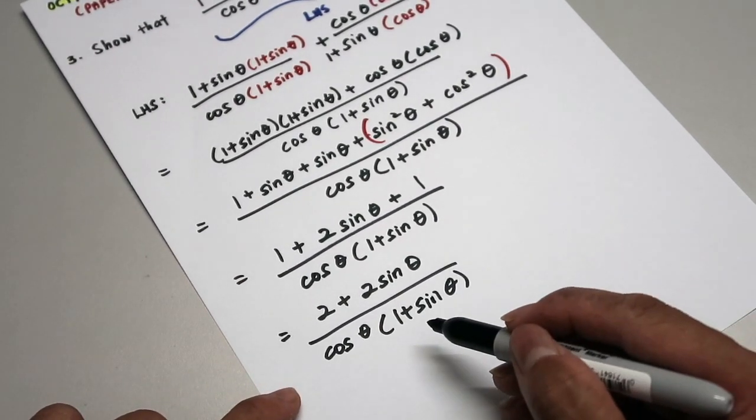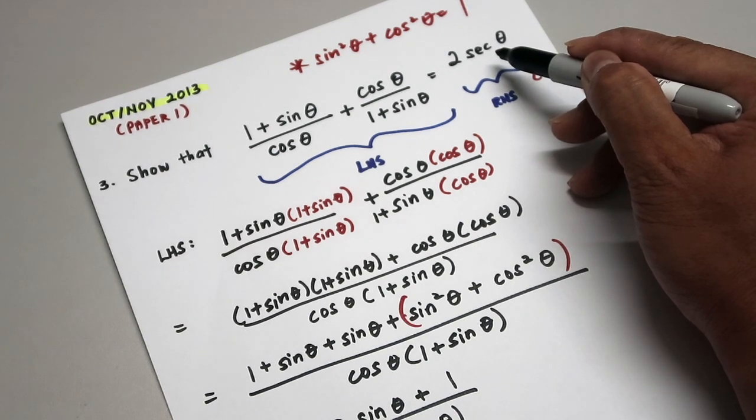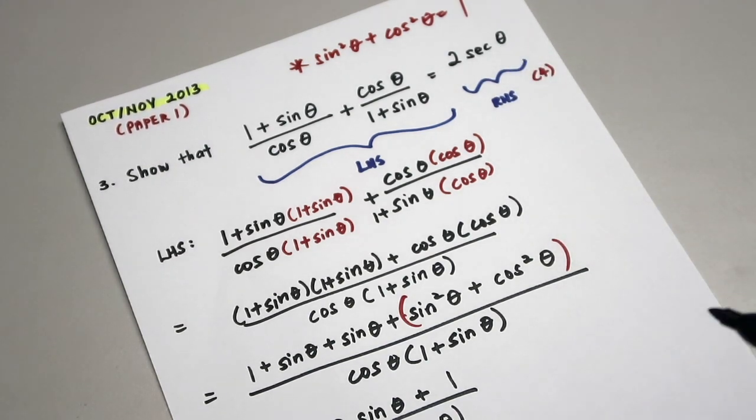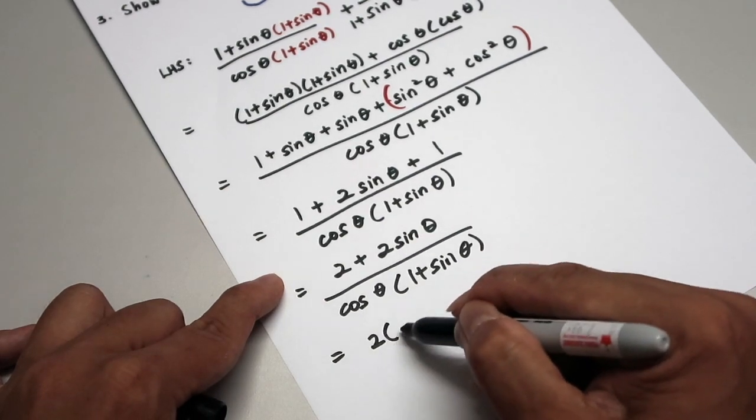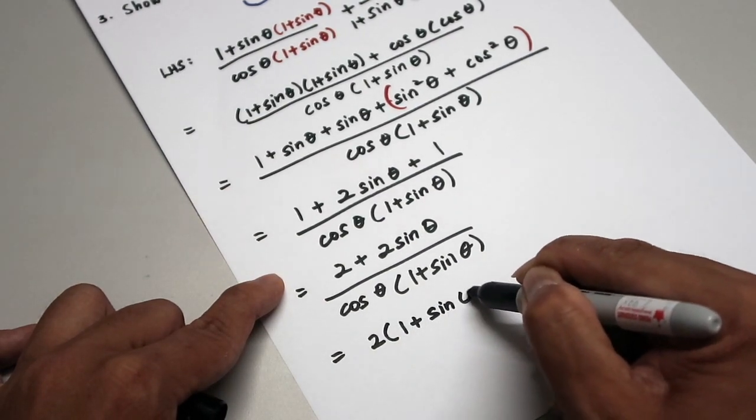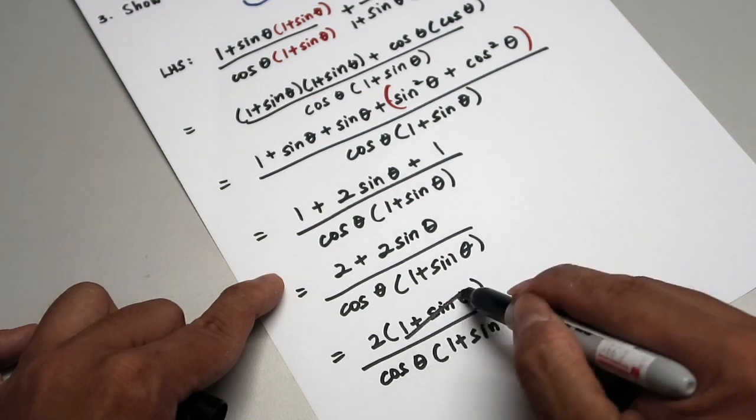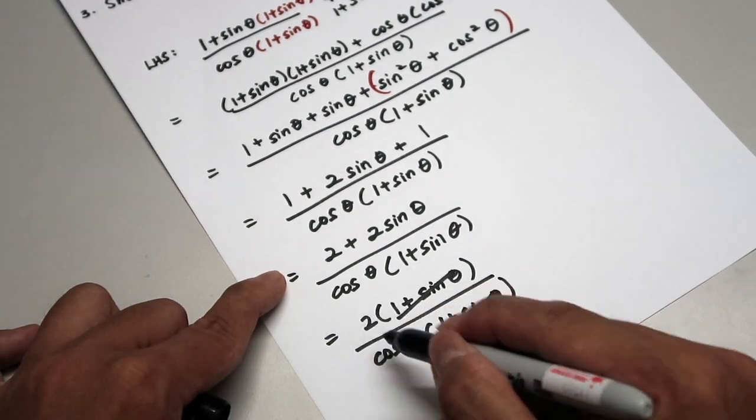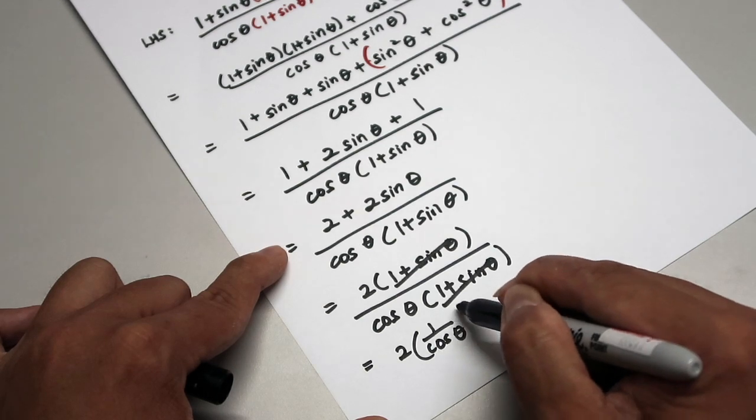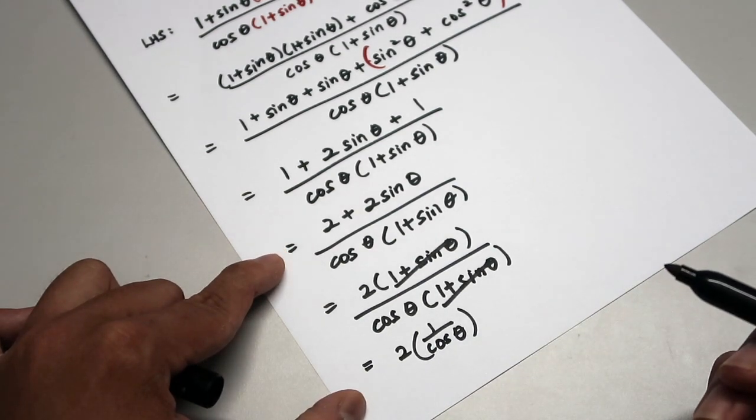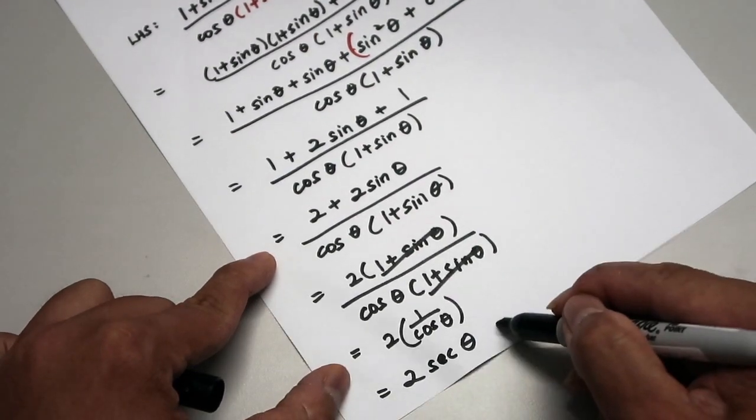Now always have an eye on what you want to achieve, which is we just want 2 secant theta at the end. And we know that secant theta means 1 over cos theta. So if you look here, we can factorize out 2, which allows us to divide. It cancels out each other to become 2 over cos theta. So 2 over cos theta is 2 multiplied by 1 over cos theta, and since 1 over cos theta is secant theta, we have managed to prove this trigonometric identity.